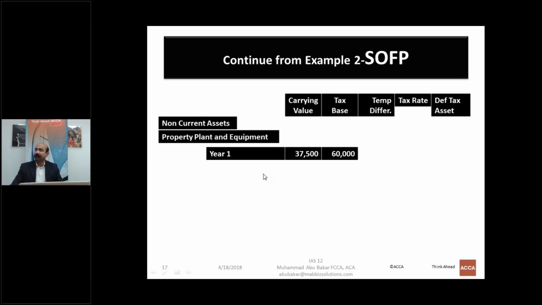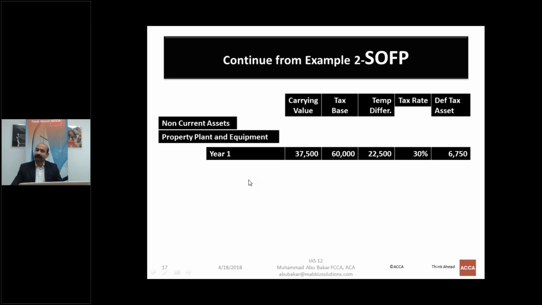And for tax people, this will become 60,000 because the tax depreciation rate is 20% straight line with nil residual value. So 15,000 will be the depreciation for the first year, and when we reduce 75,000 by 15,000, this will give us 60,000. The temporary difference is 22,500.